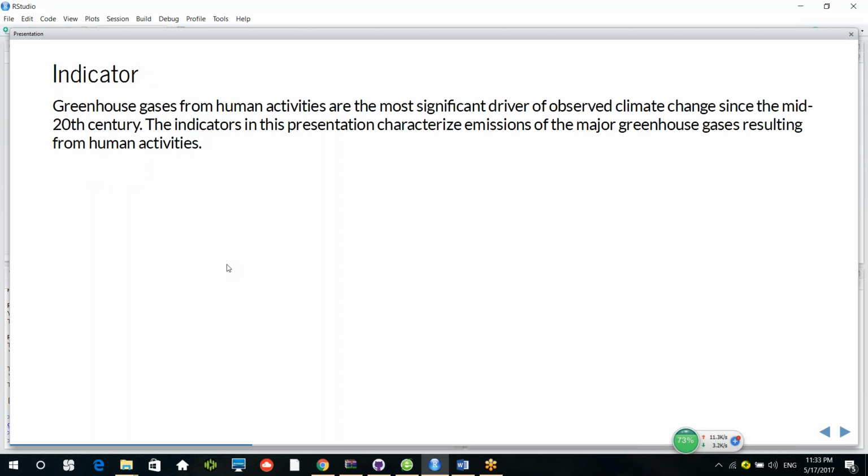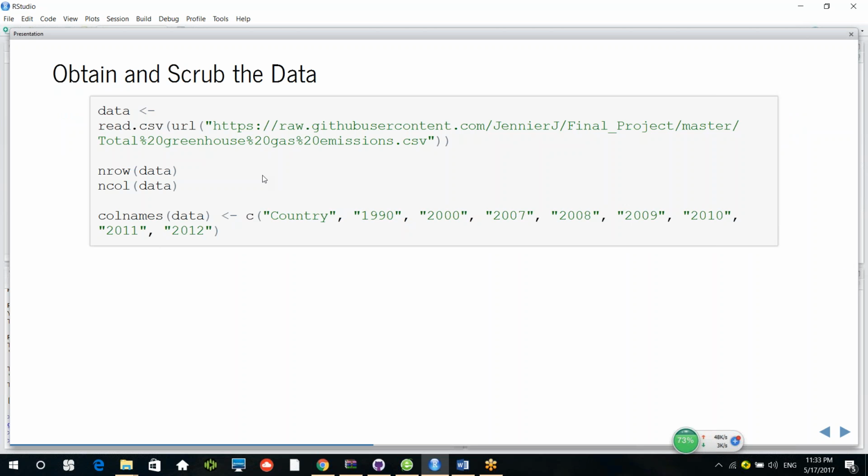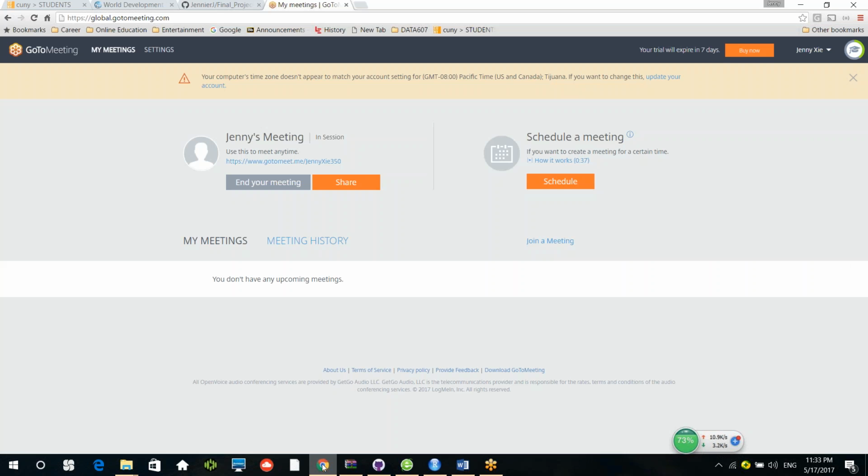The indicator that I'm using is total greenhouse emission across the years. As per EPA, greenhouse gases from human activities are the most significant driver of observed climate change since the mid-20th century. The first two steps of the workflow are obtain and scrub the data.